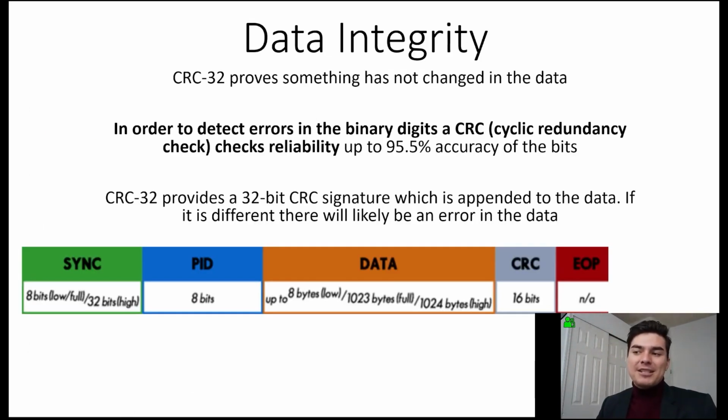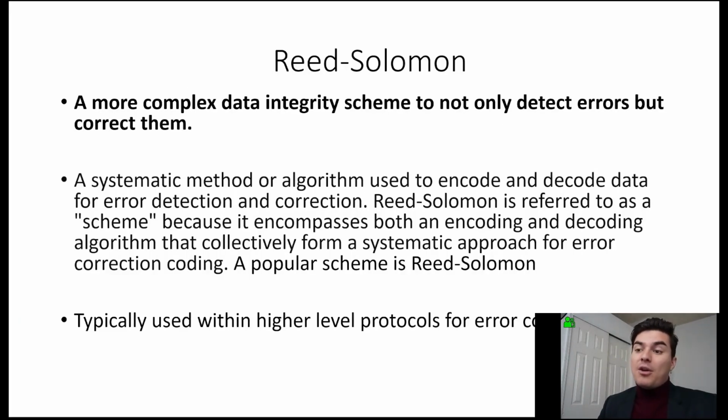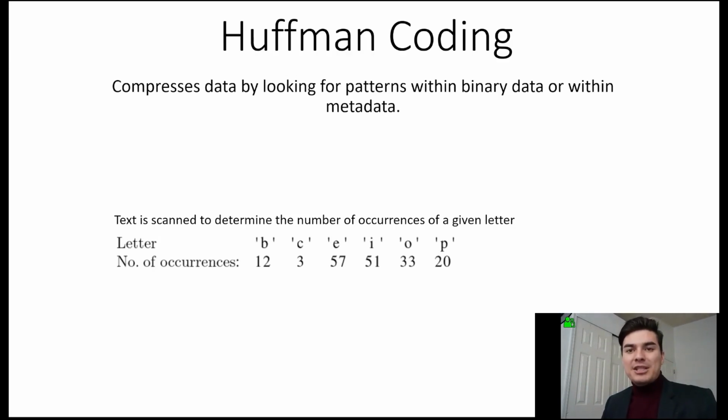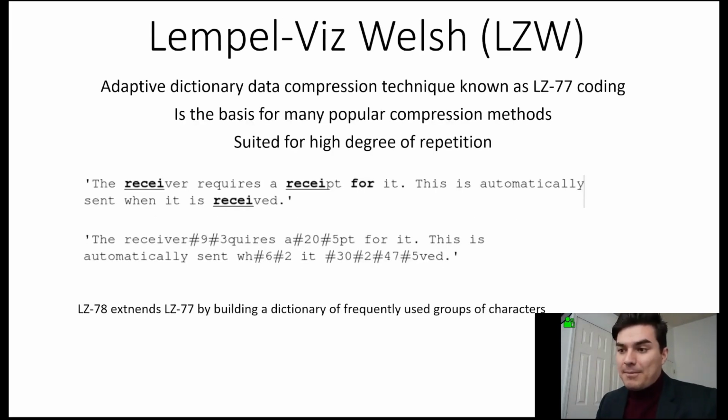For data integrity, which is the proof that something has not changed, a cyclic redundancy check is added to the end of the packet, and it's checked for any errors in those binary digits. If there are errors, one of the systematic methods or algorithms they use is Reed-Solomon, which checks the integrity and also corrects them. It's also done at a higher level, such as within the OSI model or the TCP model, for fixing those errors. Huffman coding is a compression technique that looks for patterns in the binary data. Here we have the letter and the number of occurrences, and it keeps track of that and places a different symbol in there to shorten the length of the message.